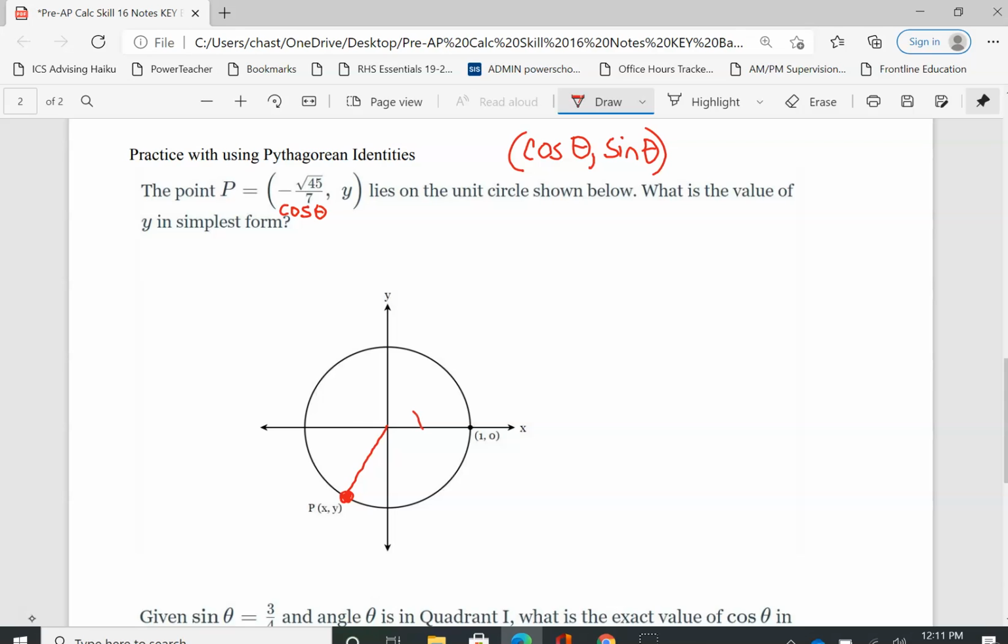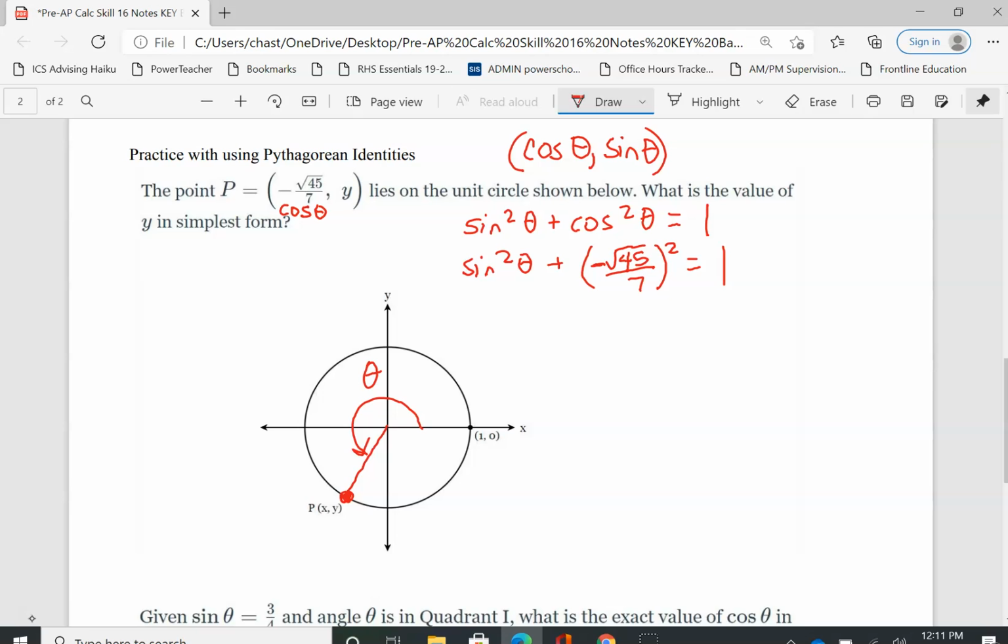So what we have to imagine here is that we have this angle theta, and we're trying to figure out the y value of it. Now, this is clearly not in the unit circle, but what we can do is we can use our Pythagorean identity. Sine squared theta plus cosine squared theta equals 1. We know the cosine squared. So we're going to set it up as such. So I know the cosine value is my negative radical 45 over 7.